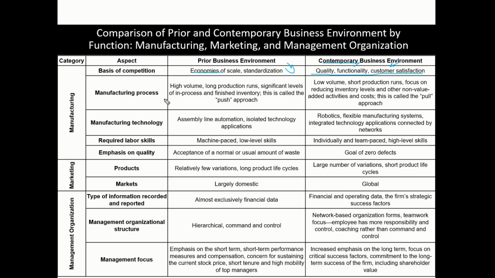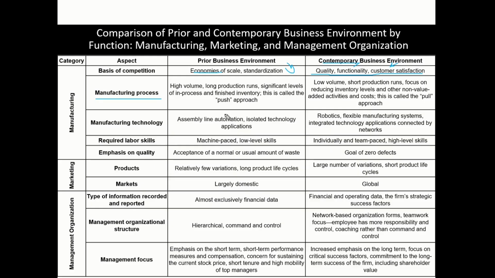Manufacturing process. Well, again, it's an economy of scale, high volume, long production runs, significant level in process and finished inventory. This is called push approach. So back in the old days or the prior business environment, the company would produce as many items as possible, and they will wait for the customer to sell them.